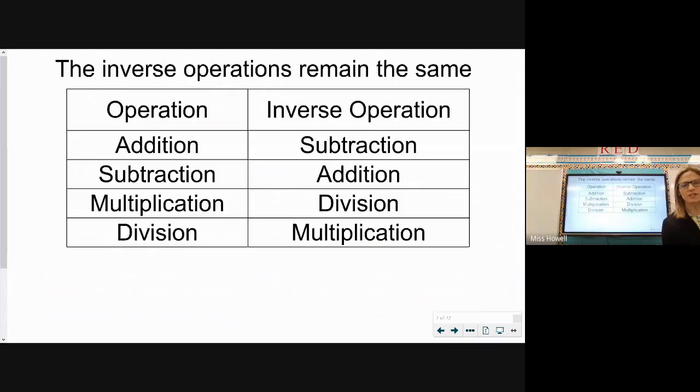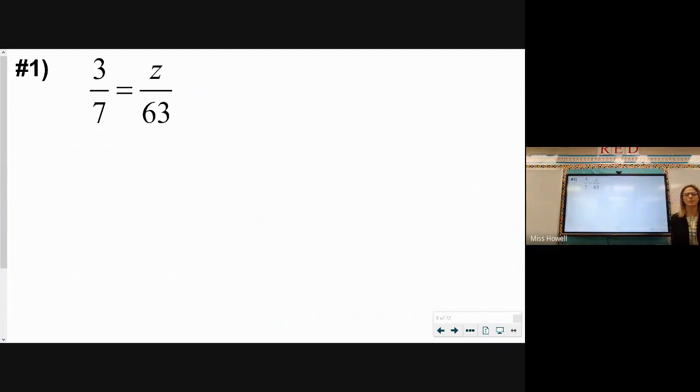Our inverse operations will remain the same once we get back to what our problem looks like with a one-step, two-step, multi-step, or variable on both sides problem. So let's look at some examples. Start kind of simple and build from there.